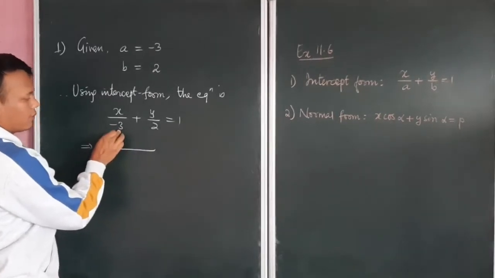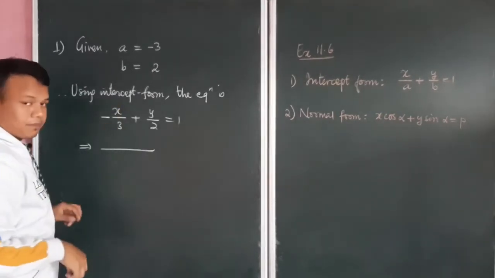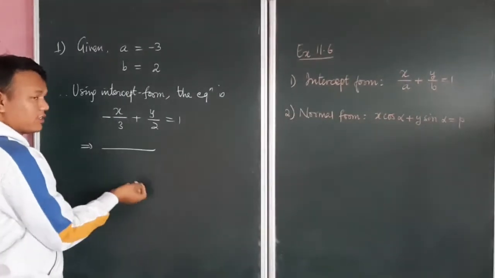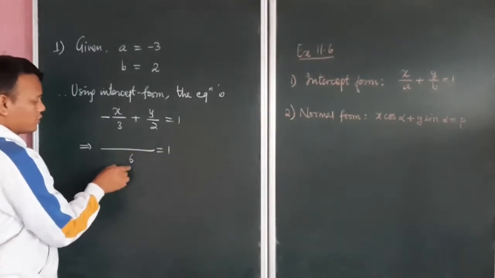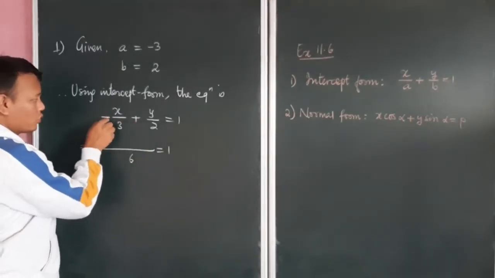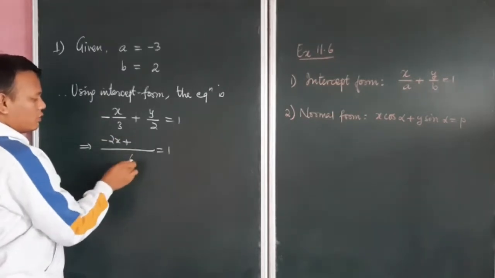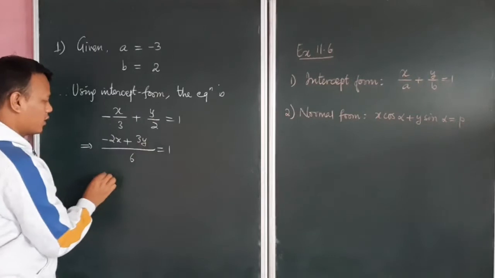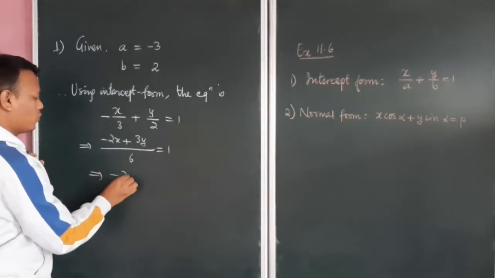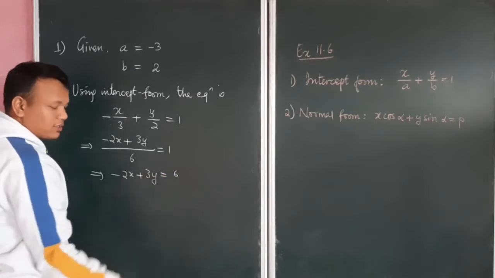So basically this can be written as minus x by 3 plus y by 2. Take the LCM, LCM is 6, equals 1. Divide 6 by 3, you will get 2, so 2 into minus x is minus 2x, plus divide 6 by 2, you will get 3, so 3 into y is 3y. So we have minus 2x plus 3y equals 6.